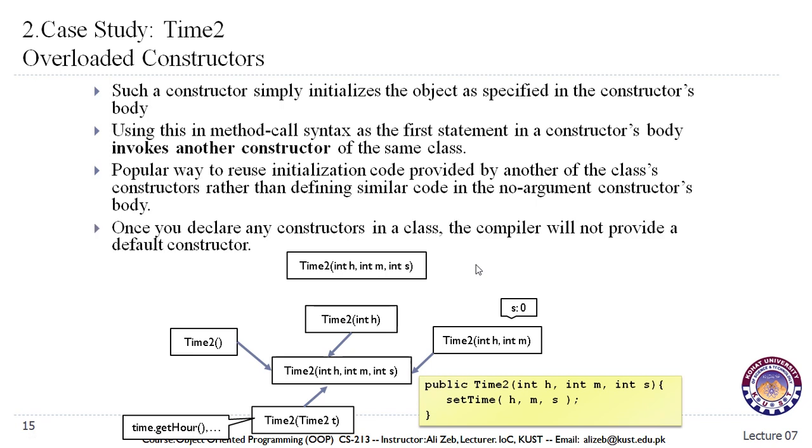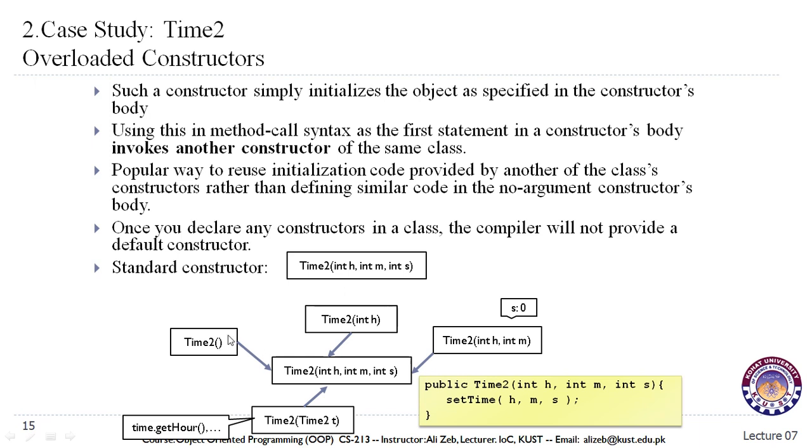Once you declare any constructors in a class, the compiler will not provide a default constructor. We understand that once we declare a constructor in our class, there is no default constructor in that class anymore. So in this example, Time2, this one is the standard constructor that takes 3 parameters. Then there are other constructors.